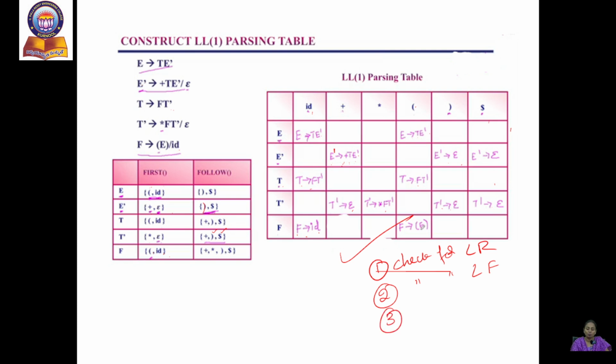The third point, calculate first and follow functions. Then your grammar is ready to construct the LL1 parsing table. So you have to remember this procedure to construct the LL1 parsing table for the given grammar. Suppose for the given grammar the left recursion is present and you forgot to remove the left recursion, you directly calculated the first and follow functions and constructed a parsing table, then it's completely a wrong procedure. You will not score good marks in such cases.